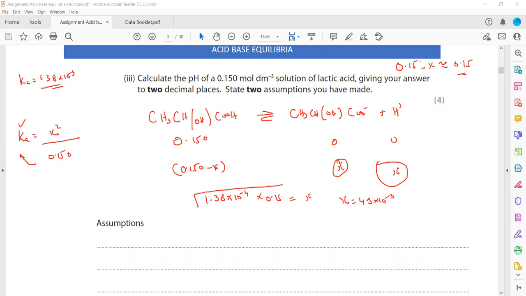Then use the formula for pH. pH is equal to minus log of the hydrogen ion concentration.